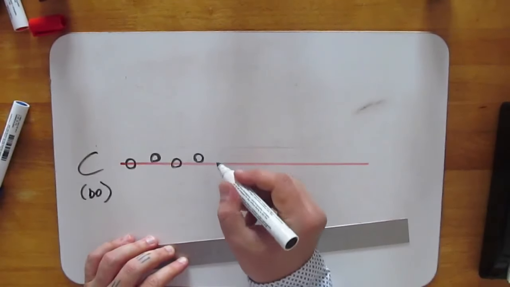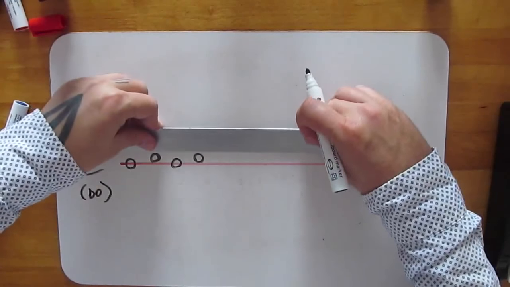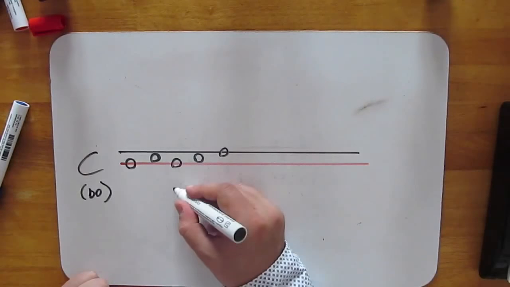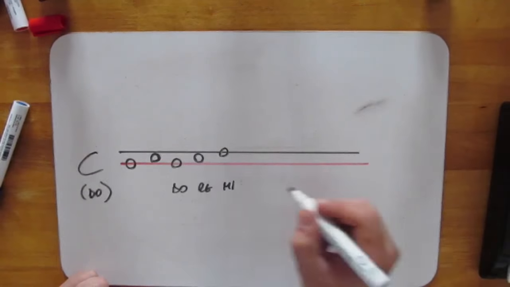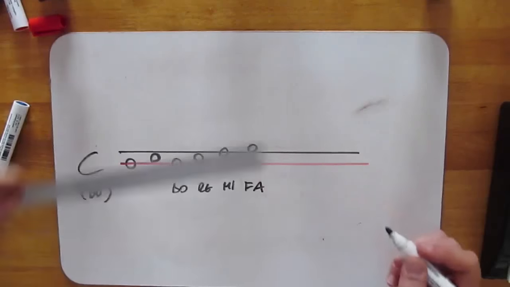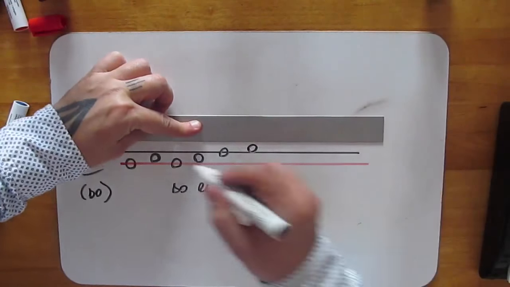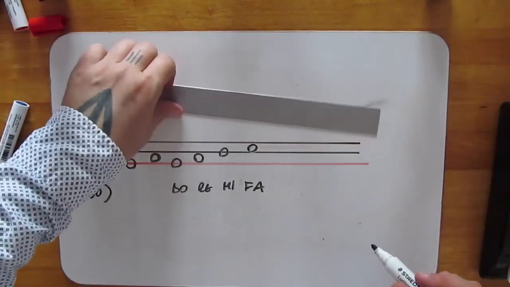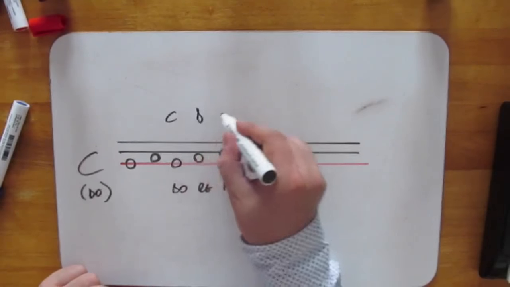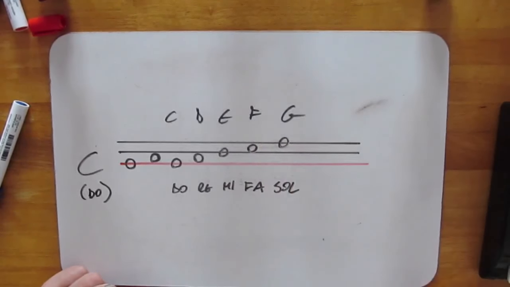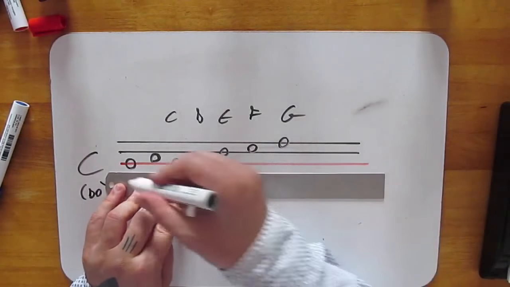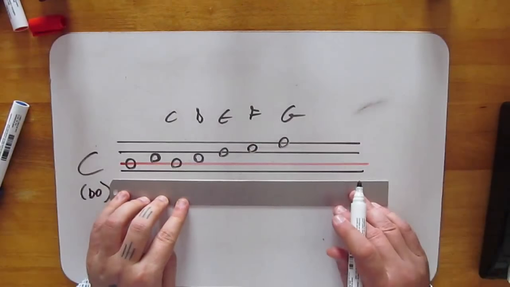If I want to go more up, I will need more lines. Do, Re, Mi. It's going up. And if I want to go further up, then I am going to need more lines. And so on. That's how we ended up with having 5 lines.